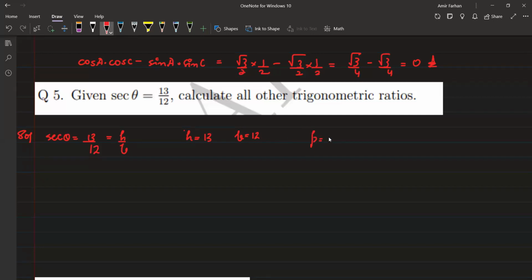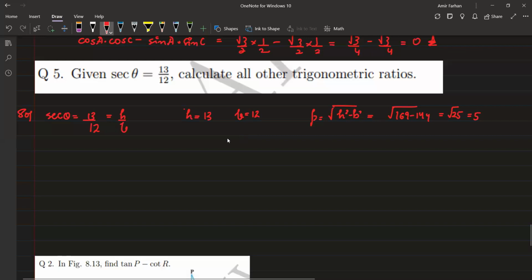P can be written as the square root of H square minus B square. H square is 13 square, which is 169, minus 12 square, 144. So it is coming out to be the square root of 25, which is 5. So your P is coming out to be 5. Let's find out the sine theta first.